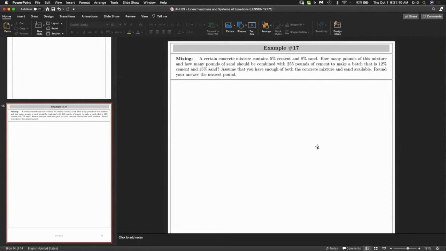So the question is this: how many pounds of the original mixture and how many pounds of sand must you add to the 255 pounds of cement so that you get this new concrete mixture that is the desired proportions of cement and sand?